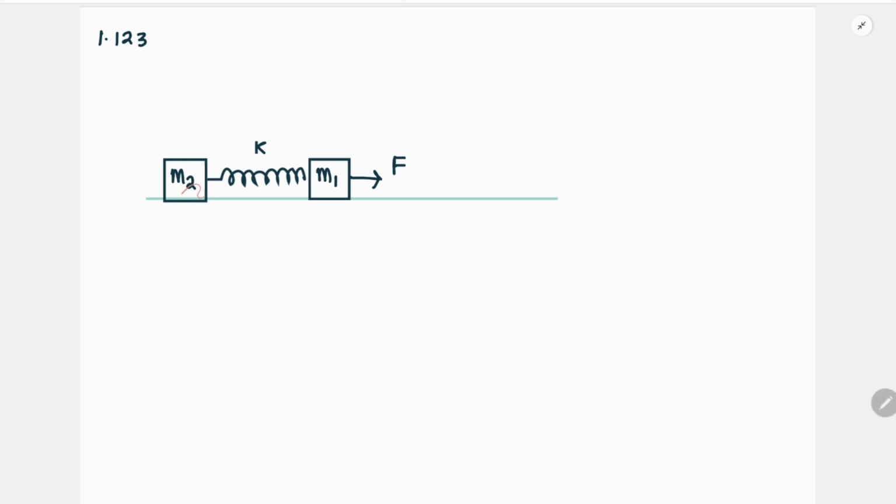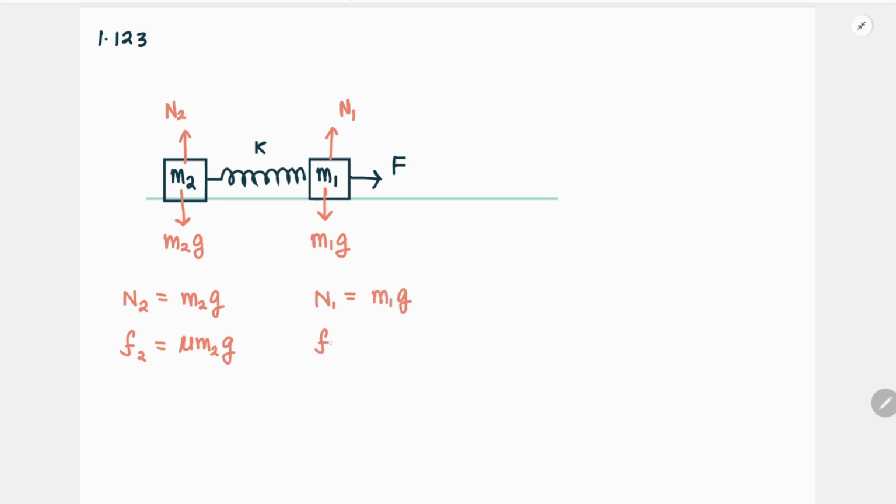and there is a coefficient of friction. So if there is a coefficient of friction, the first step is that we calculate the friction at the contact surface of both blocks. To calculate frictional force, we need to calculate the normal reaction force. N2 equals m2g. Frictional force F2 equals mu m2g. Over here N1 equals m1g. Frictional force F1 equals mu m1g.